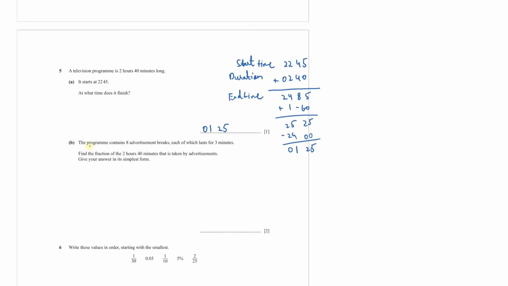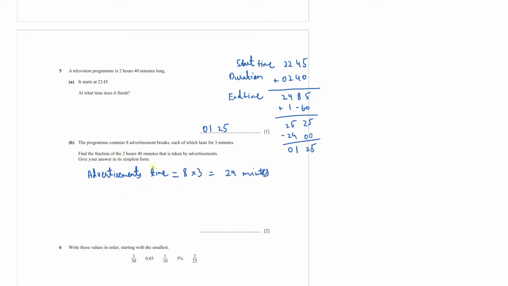Part B: the program contains 8 advertisement breaks, each of which lasts for 3 minutes. Find the fraction of the 2 hours 40 minutes that is taken by advertisements. Give your answer in its simplest form. So let's first write the advertisement time. How many minutes do the advertisements run for? There are 8 advertisements and each is for 3 minutes. So 8 times 3 is 24 minutes.